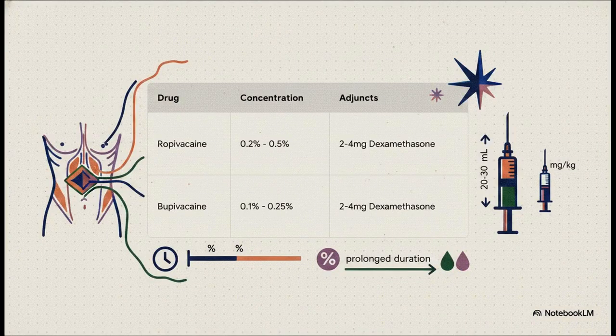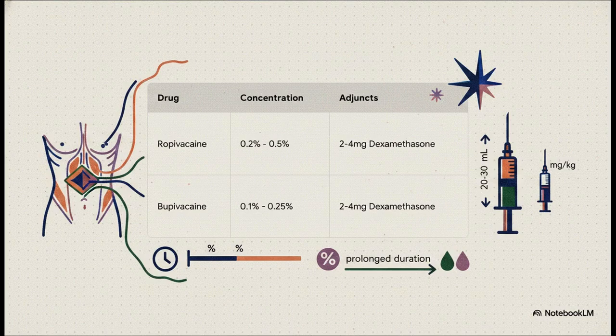Let's review the drug specifics because with volumes this high, the math matters. We have choices here, primarily our trusty long-acting amides. For ropivacaine, we typically utilize concentrations between 0.2% and 0.5%. For bupivacaine or levobupivacaine, we're looking at 0.1% to 0.25%.